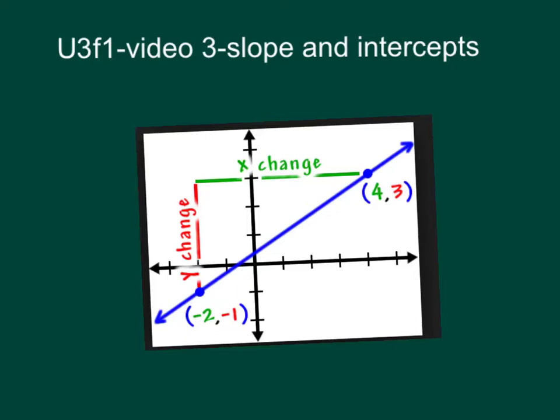We've already talked about slope, which is the rise over run, and we've also done the formula, which is the change in Y over the change in X. Today we're going to add intercepts, so look at our first one.